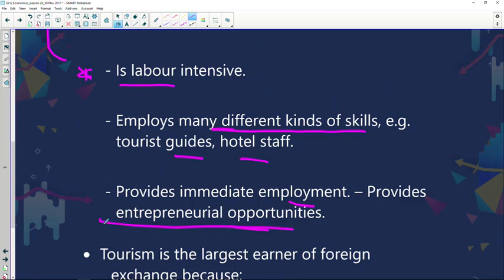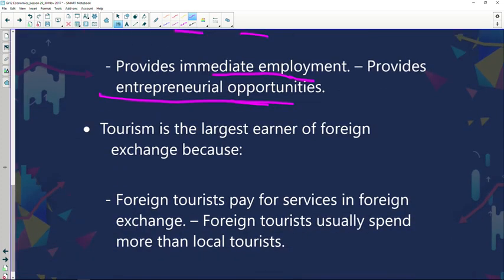So it's important that we acknowledge that this sector has created a lot of entrepreneurial opportunities as well, and that it provides immediate employment as well. Especially I've seen in the areas around Northwest and so on, because there are a lot of campsites in those areas, that it has actually created a lot of opportunities.